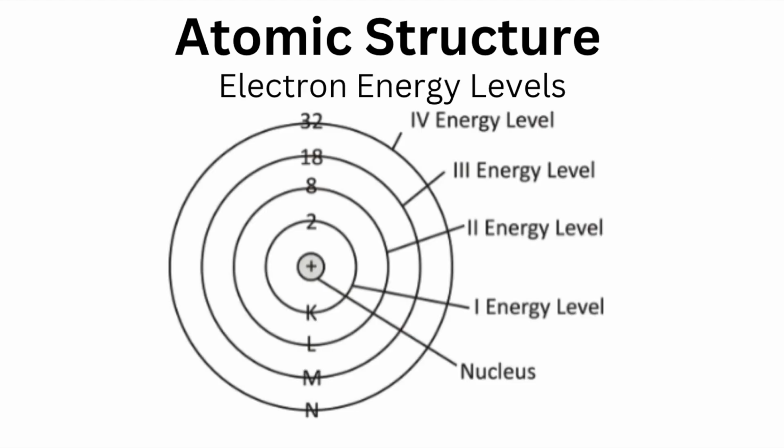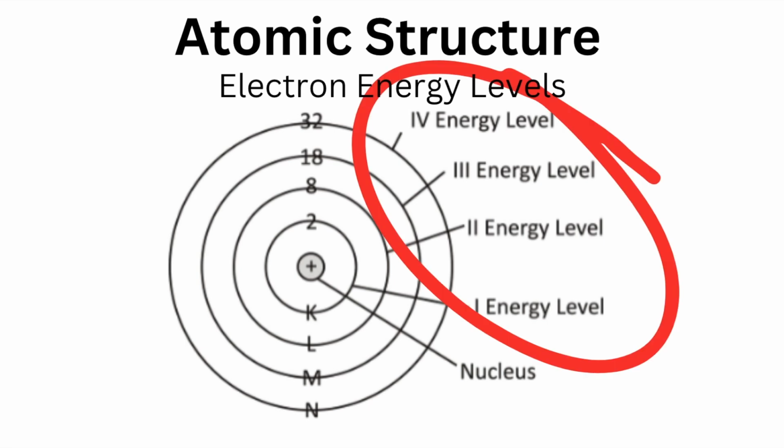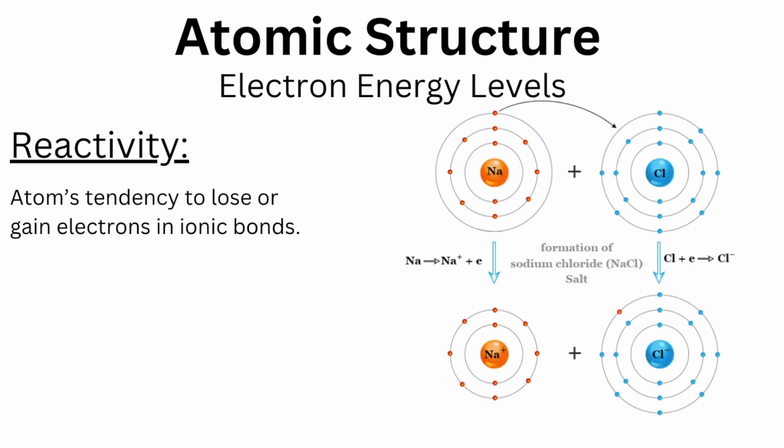Electrons have a set number of energy levels, from first to second to third, etc. Energy levels refers to the number of electron shells in an atom. Reactivity is caused by an atom's tendency to gain or lose electrons to become more stable. That is, gaining or losing valence electrons on the outermost shell to have a full outer shell. This is how ionic bonds are formed.